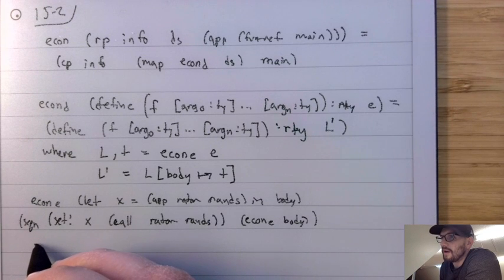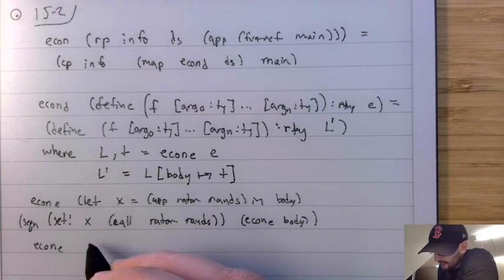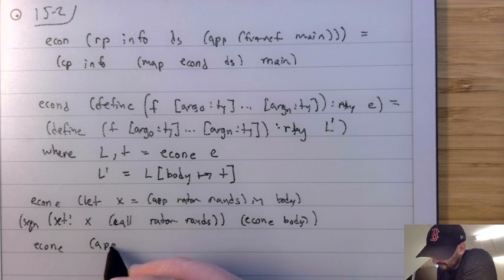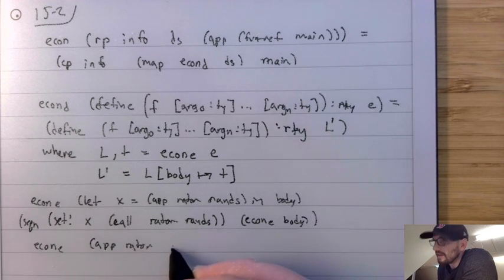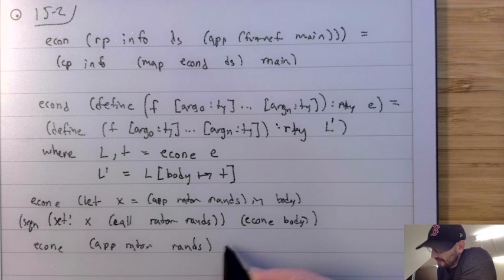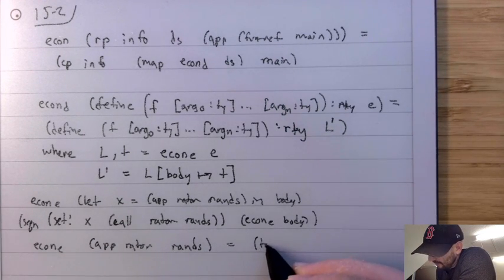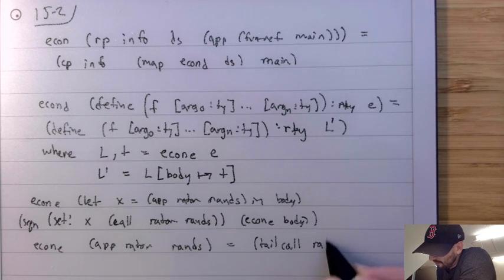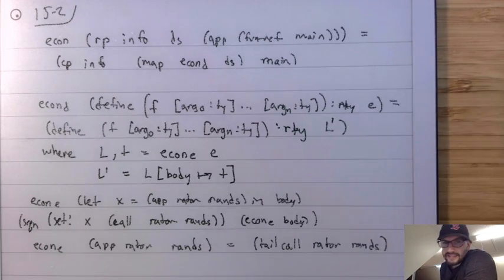All right, and now what about when we call econ E and we end up with an application at the bottom? Well, this right here is a tail application. So in that case, we can generate a tail call, a tail call to the operator and the operands.